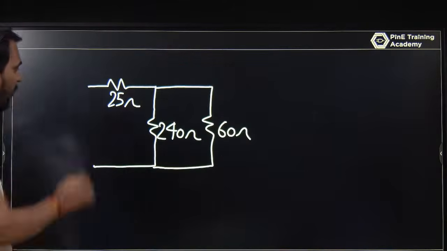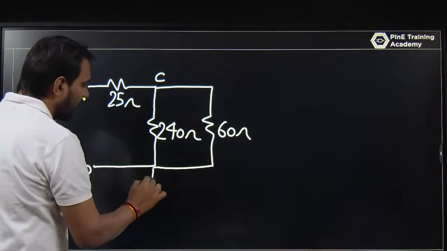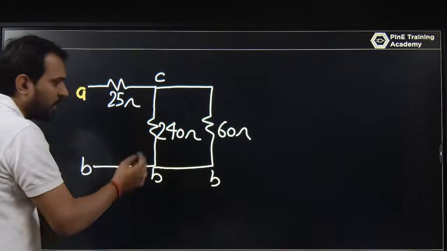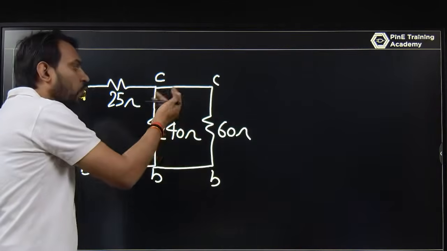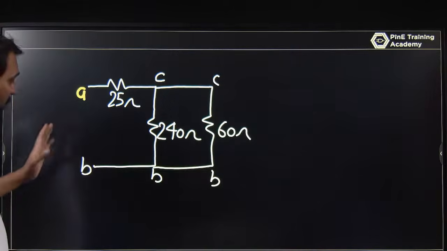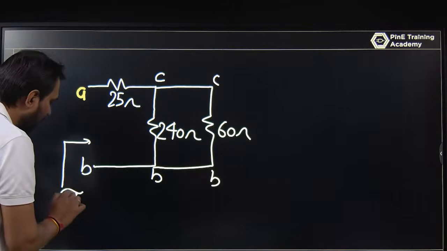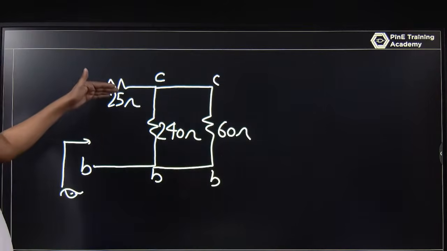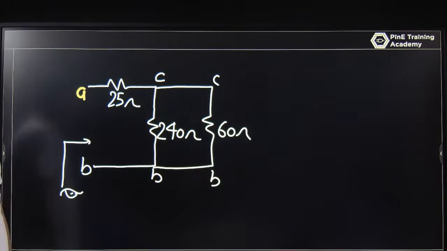So now you have an A point and a B point, and here you have a C. So this is B and this is B. In between C and B, two pair of nodes, they are in parallel. When you are looking from A to B, if you are looking from this branch only, you will find that C to B and C to B are in parallel.